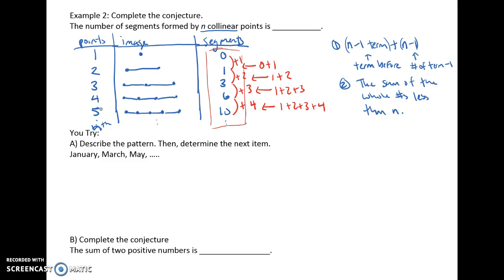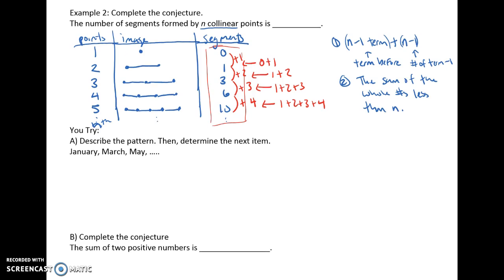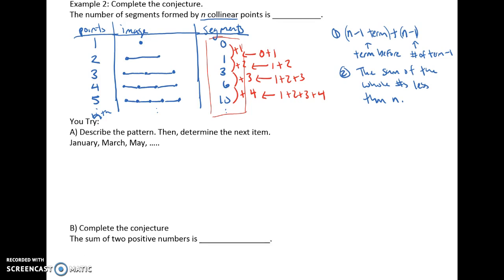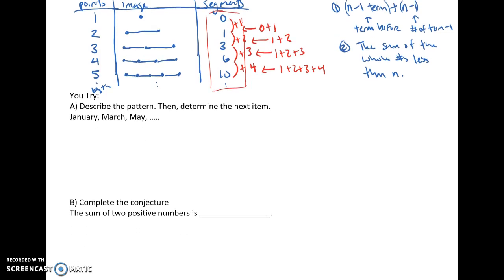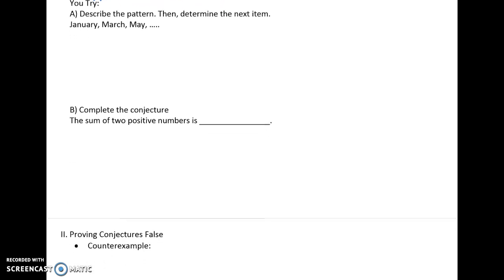So sometimes it might take a little bit of working out and writing out your terms. And sometimes it could actually just be pretty logical. So go ahead and try that. You try A and B based on examples 1 and 2. A is all about using your reasoning, and for B, try completing the conjecture part. All right, and then let's check your work.